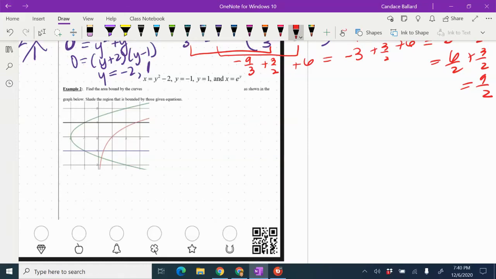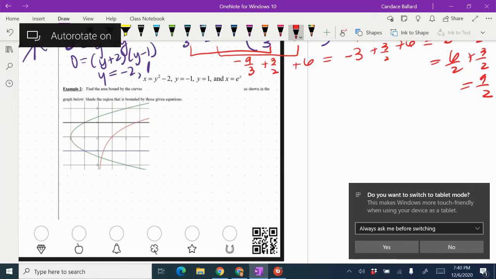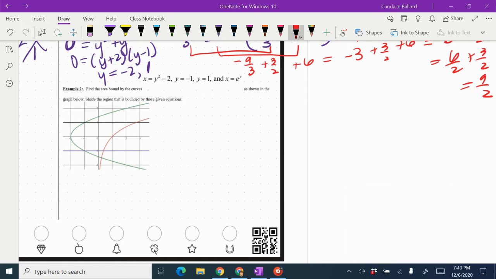In this video, we're going to talk about topic 8.5 again, and we're talking about the area between two curves when we're in the horizontal direction. So this time they were nice enough to give us the graph. They're telling us that we're looking at x equals y squared minus 2, which does happen to be the green graph there.